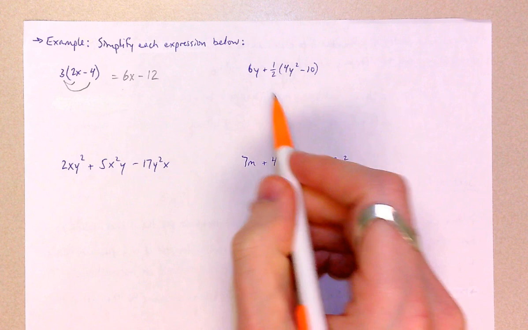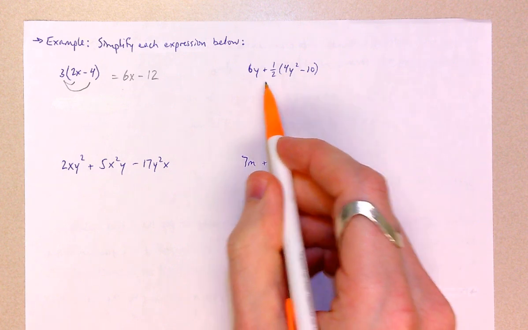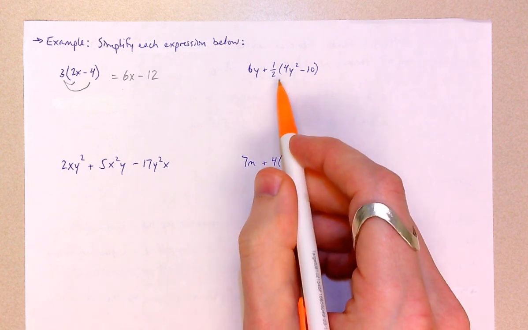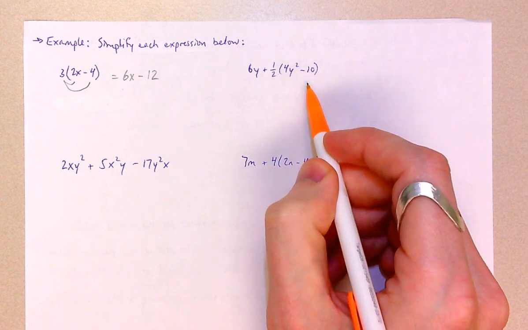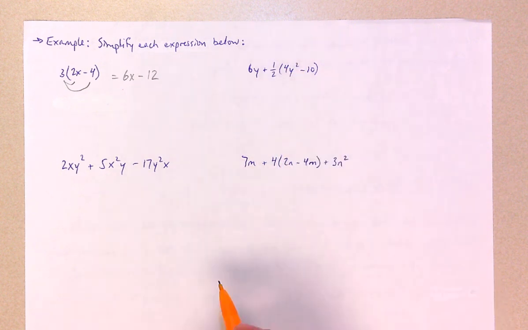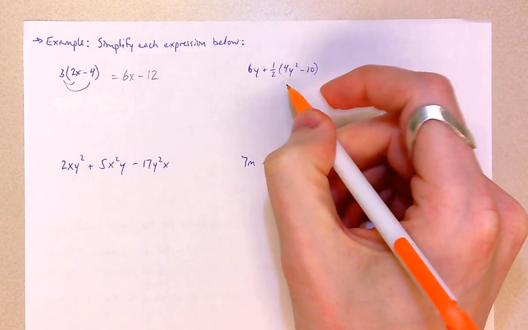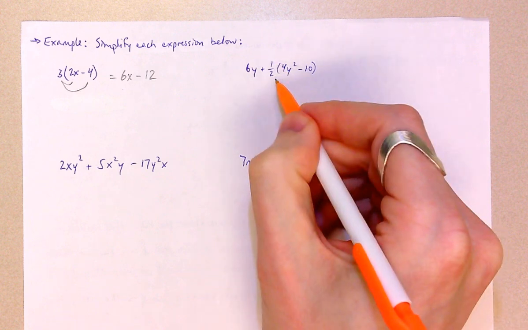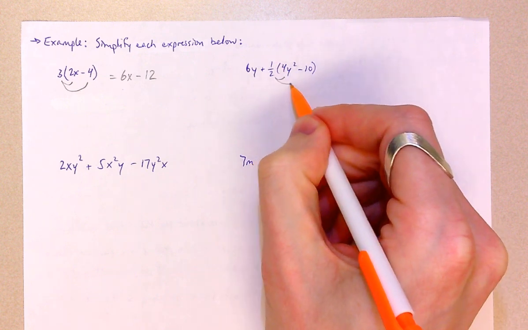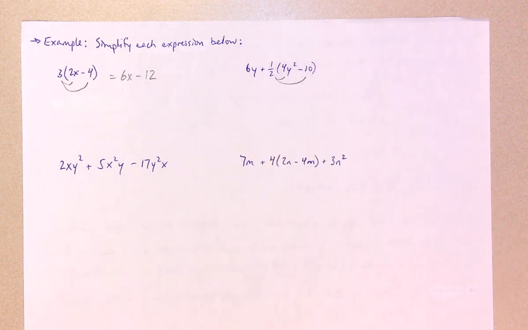All right, moving on to the next one here. 6y plus 1/2 times the quantity 4 times y squared minus 10. All right, we see we have some grouping symbols here. So let's take care of those grouping symbols. I'm going to do the same thing as I did in this problem over here. This 1/2 is going to multiply into the 4y squared and the 10.